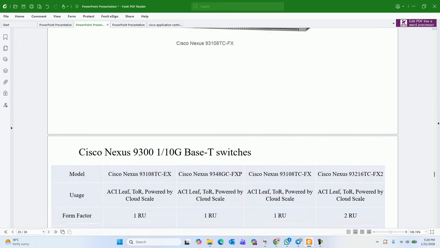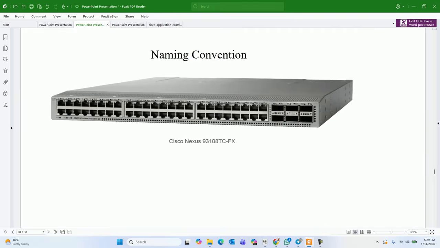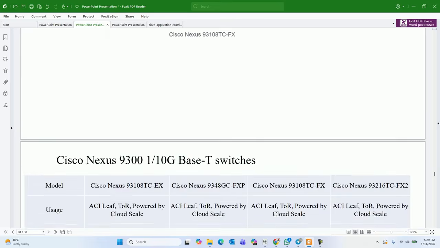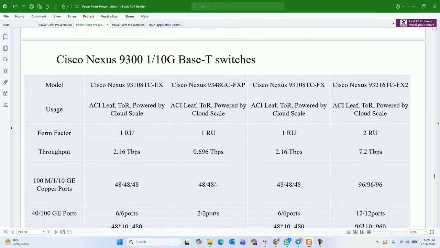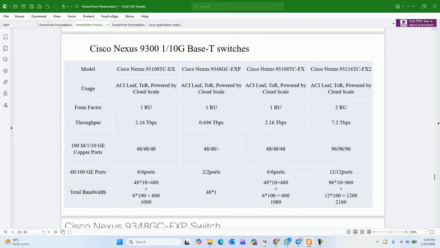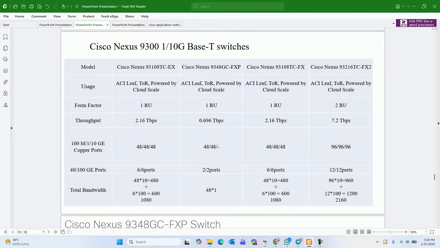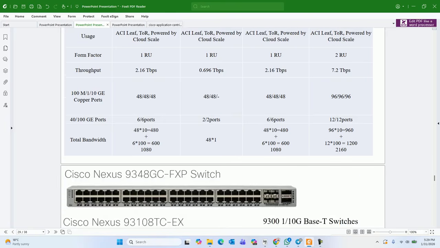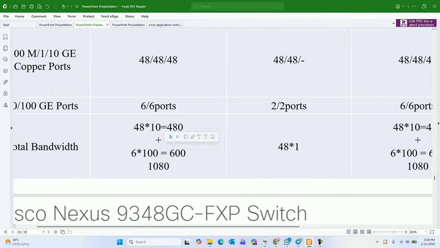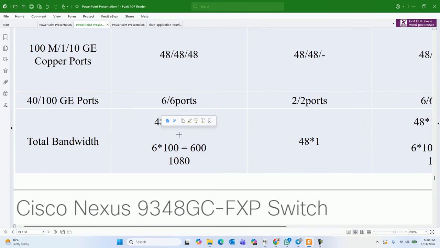Naming conventions, we have already discussed it. The naming convention like 93108 TC-FX. So the 9300 series is 1 to 10 Gbps switches. I hope you can go through the information. Why did we get this name 108? That's the main reason. In this particular switch, you have 48 interfaces, maximum supported bandwidth is 10 Gbps, so they can give you 480 Gbps, plus you have 6 extra interfaces.